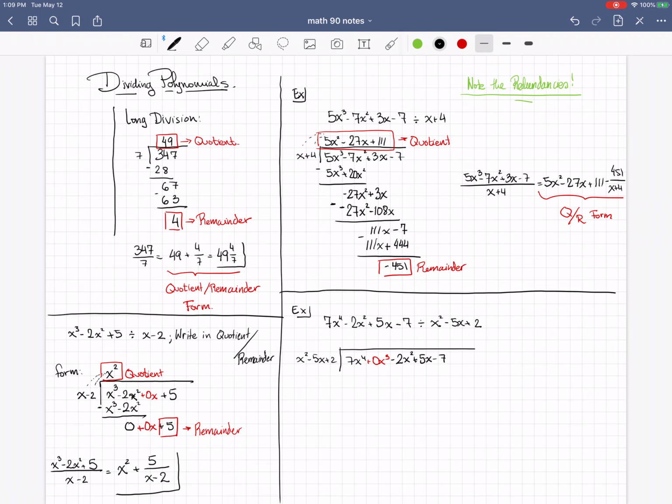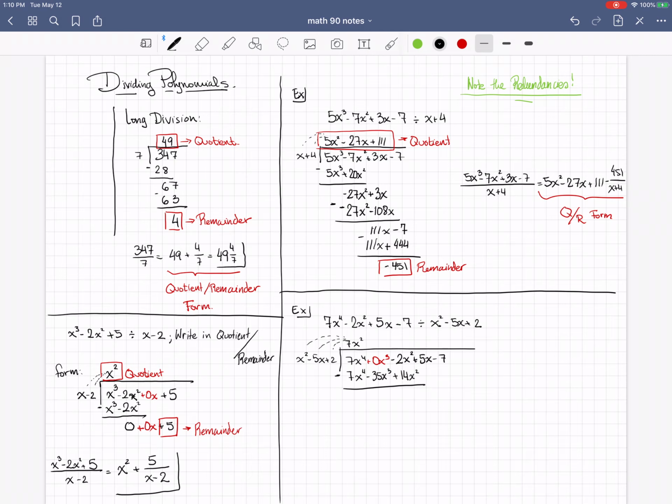All right. So exactly the same approach. We look at the first terms. What would I multiply by x squared to get 7x to the fourth? I know, 7x squared. So now we distribute through. I'll actually put the little dots here for this first one. So we have 7x to the fourth minus 35x cubed plus 14x squared. Don't forget we're subtracting, so we want to be paying attention to signs.